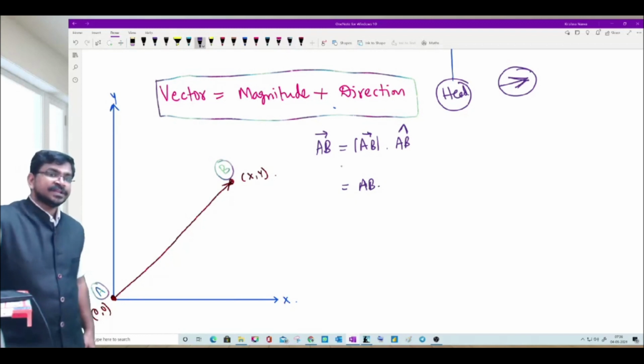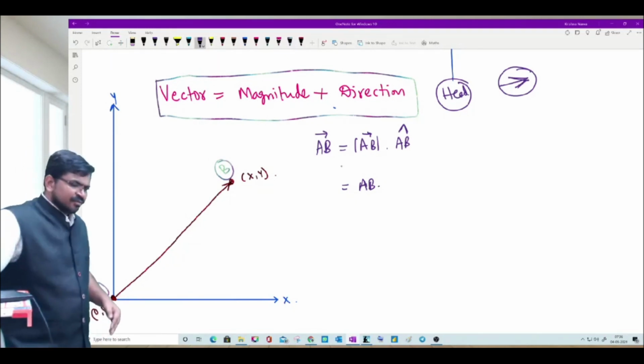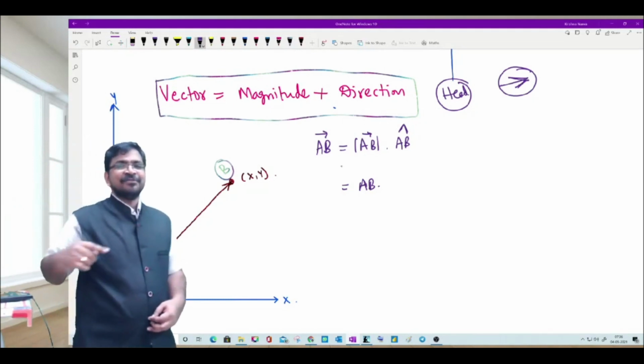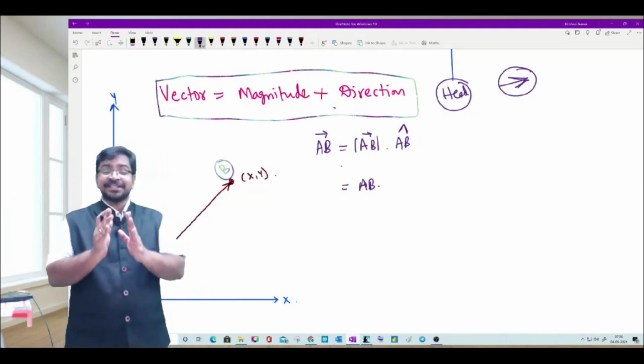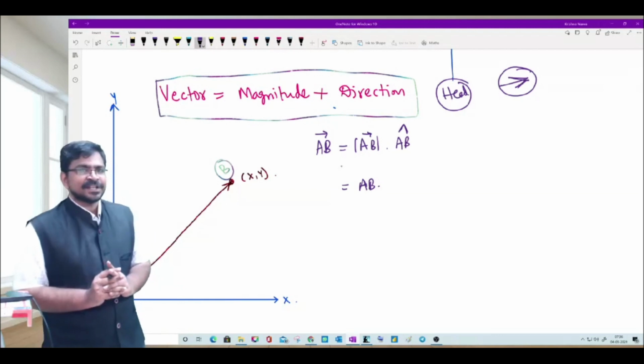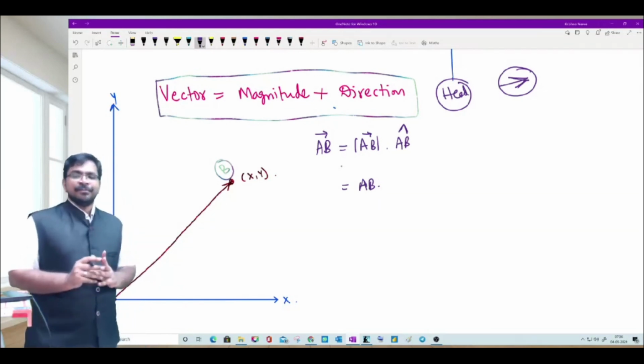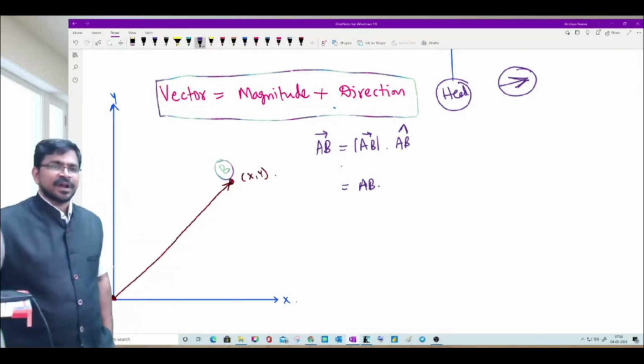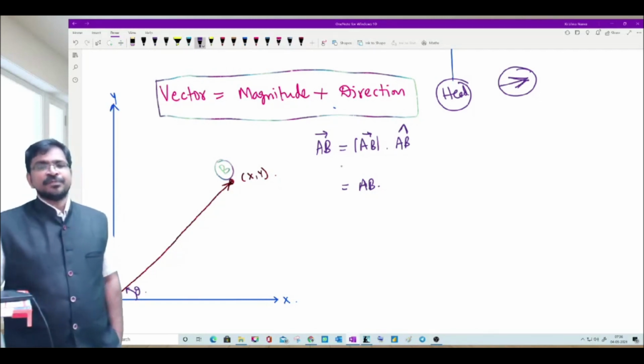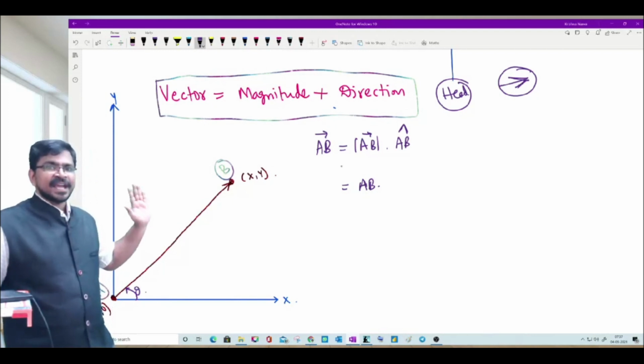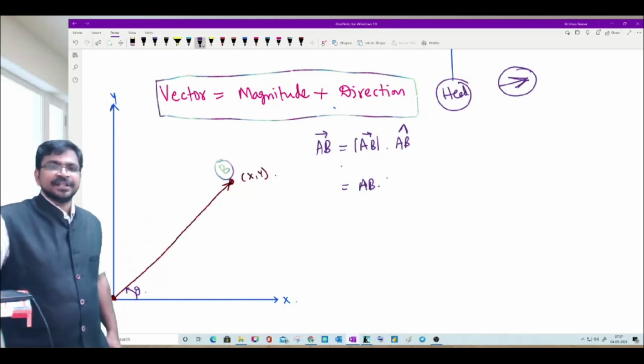And what is the direction? AB direction. Or we have another conventional method to represent direction in mathematics. What is the direction in mathematics? We will measure the angle from the positive x-axis, that is theta. So mathematically we can express the direction in this way, theta.